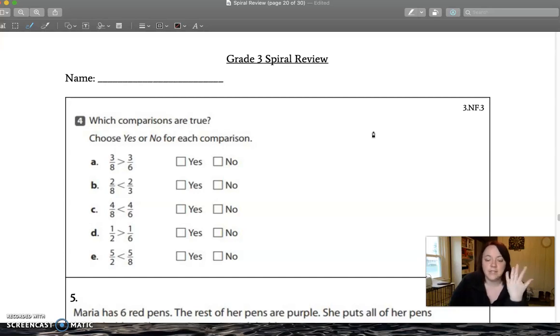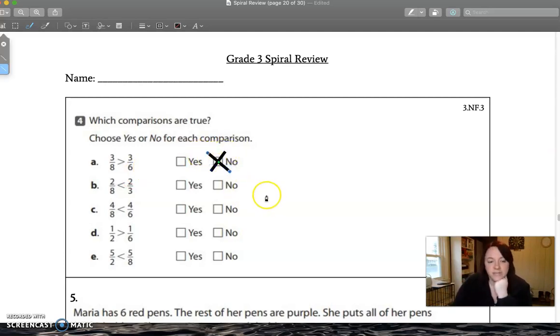Well, let's look at 3/6. If we have 3 parts of 6, we have 3, 4, 5, 6. We only have 3 more parts that need to be filled in. So which one is bigger if we have more parts filled? It would be 3/6. So is 3/8 bigger than 3/6? No. So we will check that off.